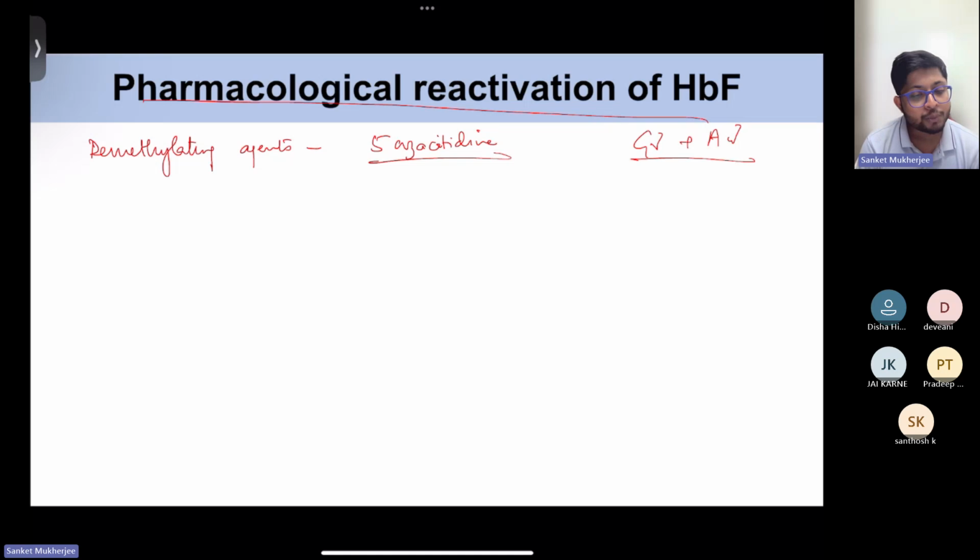Erythropoietin is also given. It's a proliferative and anti-apoptotic protein. And hydroxyurea is another drug which is given. It's a cost-effective drug. So like that, it can be given.